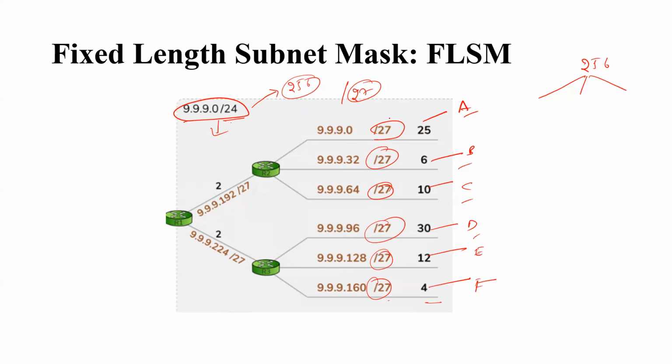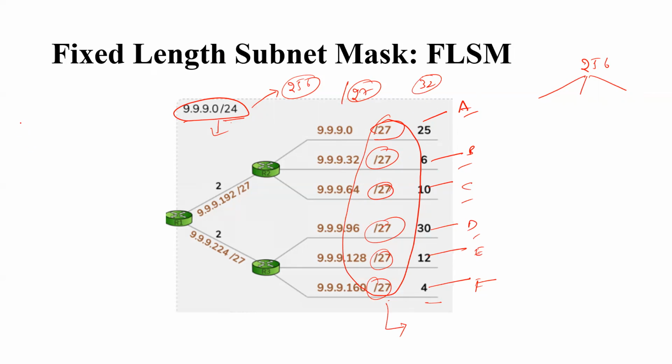So if you can observe here, we are dividing this network in a fixed manner. Whether it's required or not doesn't matter. We are dividing it into multiple networks with the same number of IP addresses which is available. In case of /27, we have 32 IP addresses. I'll tell you how.